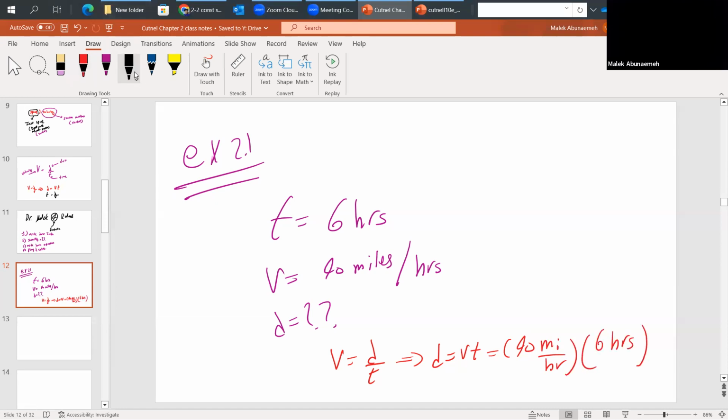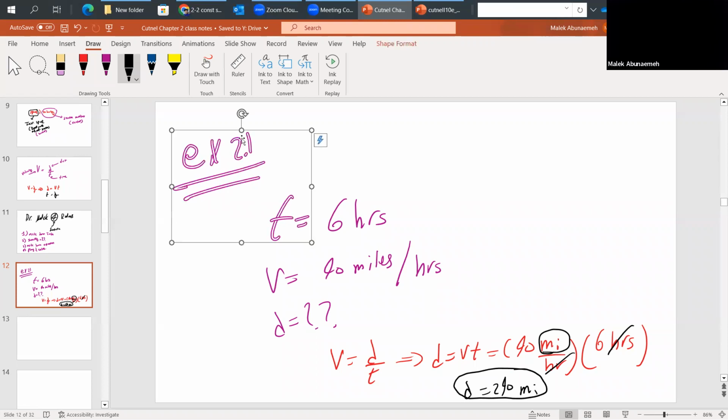Now, looking at this, your hours cancel out. So what you're going to have left? You're going to have miles left. So you know that this is going to be a unit of a distance. So you know you're on the right track. 40 times 6, that's going to be 240. So your distance that you're looking for is going to equal 240 miles. Let me go ahead and D on this one. So your distance is going to equal 240 miles.